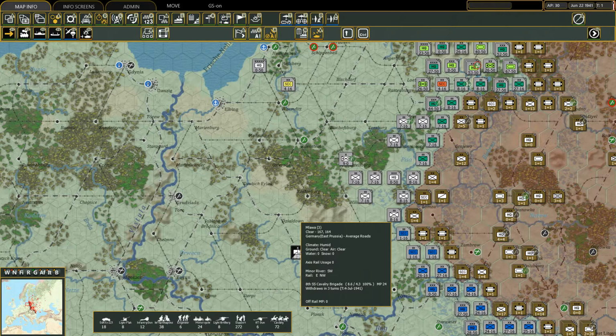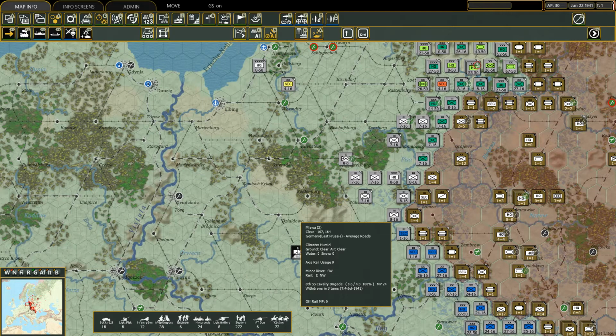The first 2 numbers indicate the estimated combat value that this unit has during an attack and during the defense, while the number in percentage indicates the percentage of the table of organization and equipment, the TOE, that this unit has. So 100% means this unit is fully equipped. And MP24 indicates the amount of movement points that this unit has.